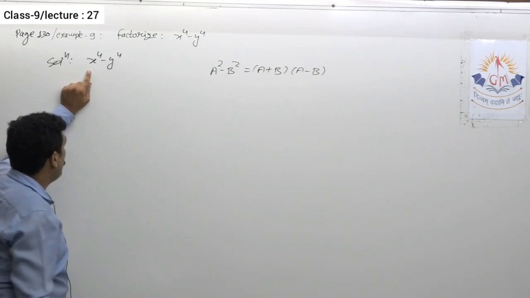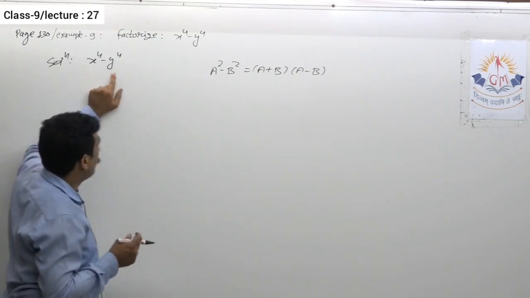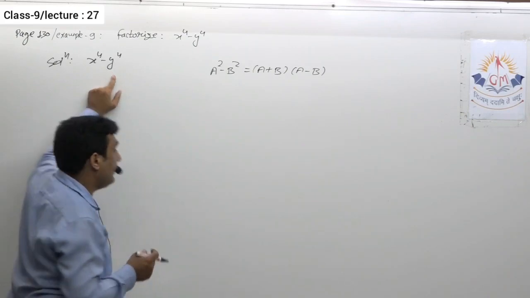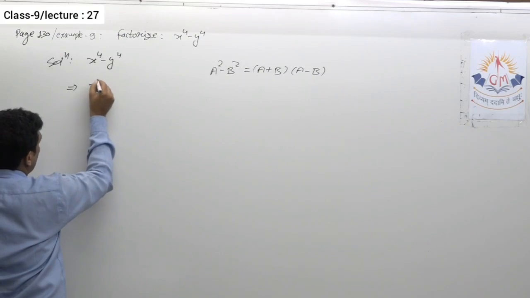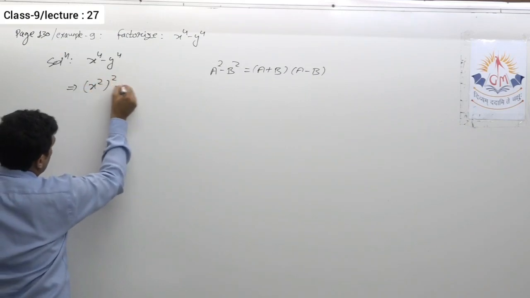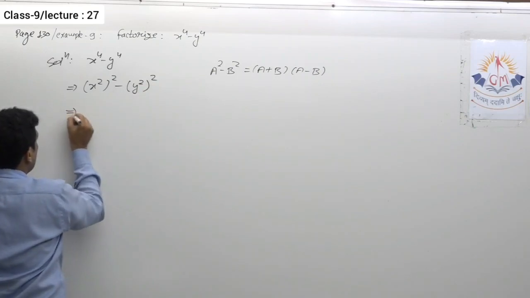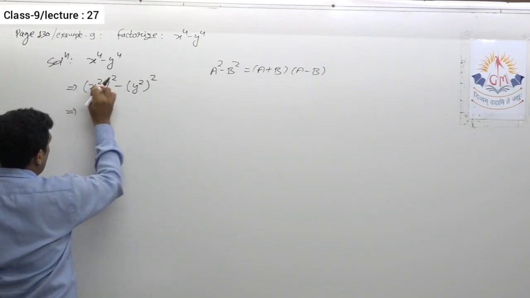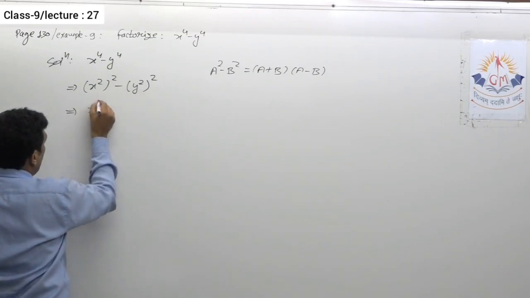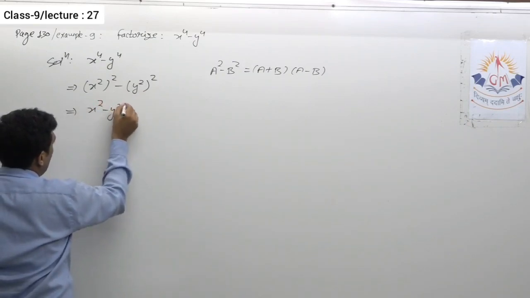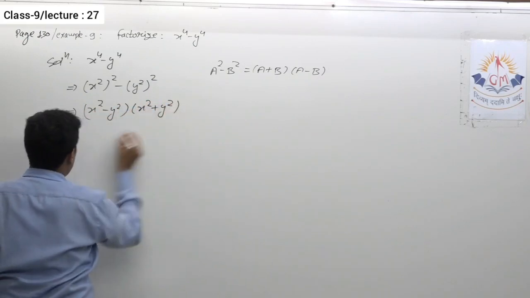If you observe carefully, this x raised to 4 is a complete square and this y raised to 4 is also a complete square. So I can write this as the square of x square and this as the square of y square, isn't it? Now this x square is a and this y square is b, so a square minus b square gives a minus b and a plus b.